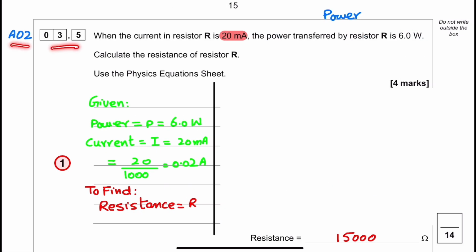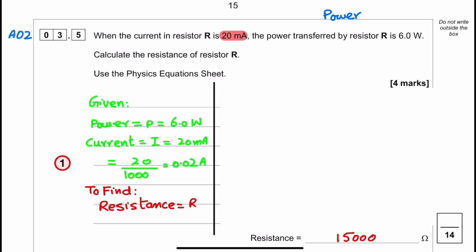3.5 is an AO2 question, which is an application based question. A student needs to apply their knowledge while solving this question. When the current in a resistor R is 20 milliampere, the power transferred by the resistor R is 6 watts. Calculate the resistance of the resistor R.